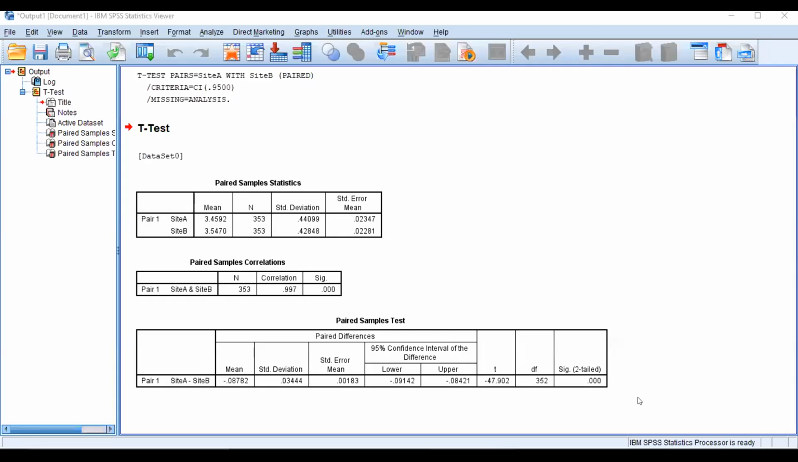This is our output. Is it visible? Should I explain this? Yes, it is visible, ma'am. Okay. So here we have pair one, site A and site B: from one company, we have two sites. We are comparing these two.